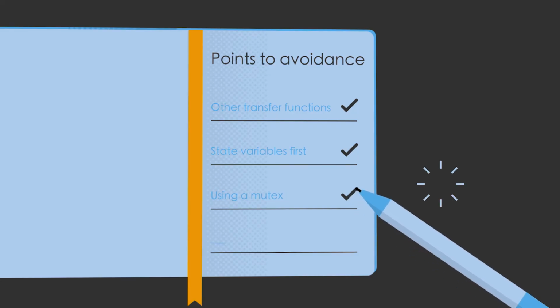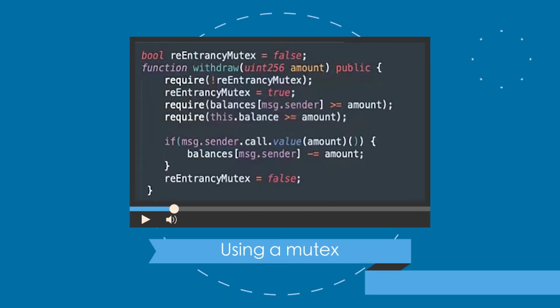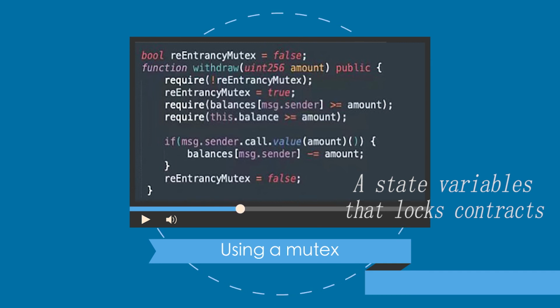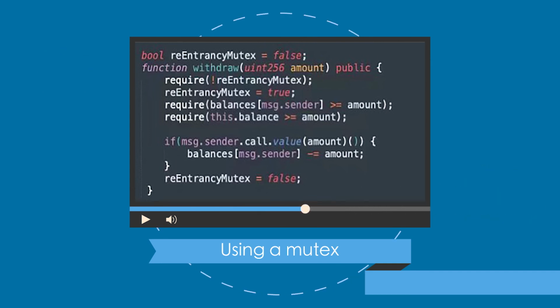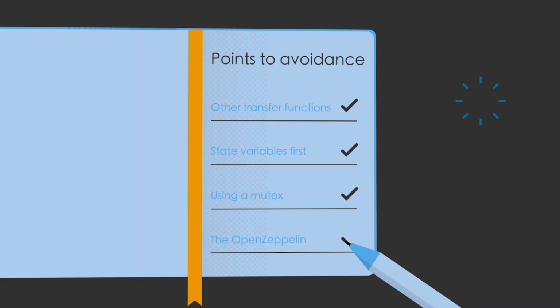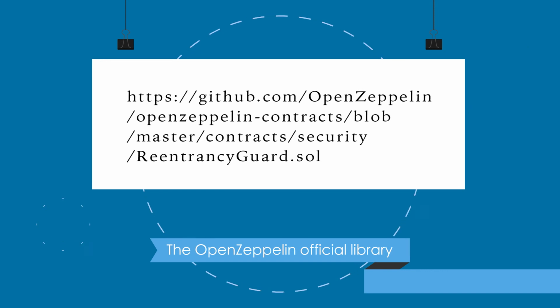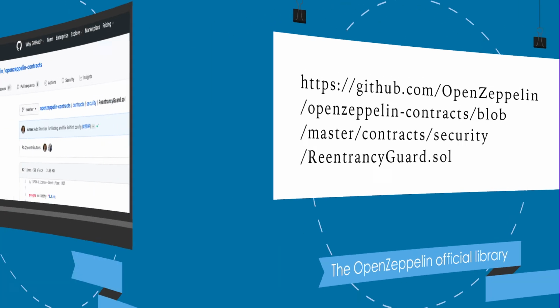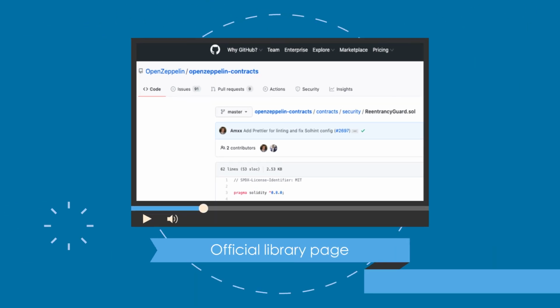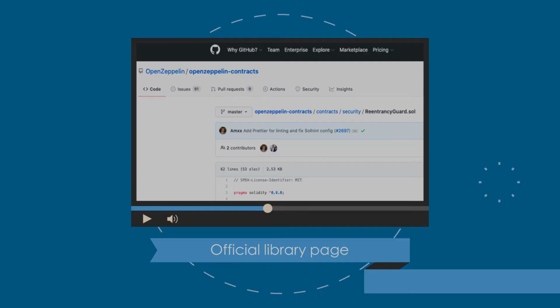Using a mutex. A mutex is the addition of a state variable that locks contracts during code execution to prevent reentrant attacks. Use the OpenZeppelin official library. The OpenZeppelin official library has a security contract specifically for reentrant attacks. For details, please check the official library.